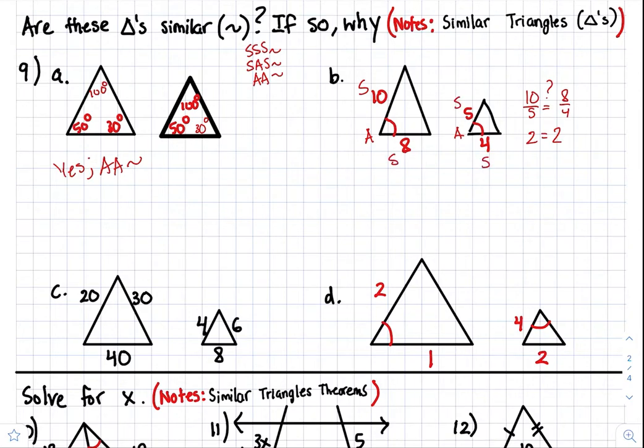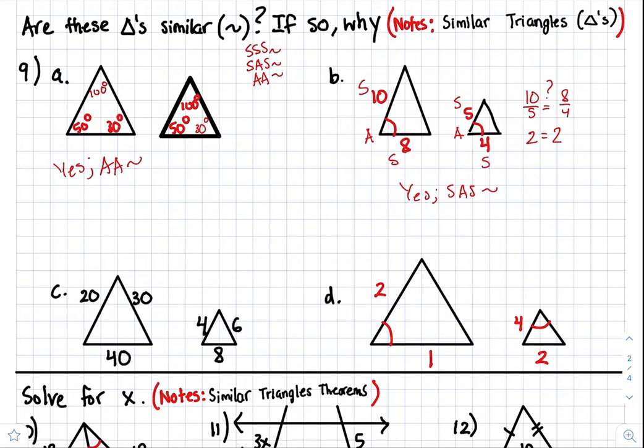So are these triangles similar? Yes, because of the side-angle-side similarity theorem. We have 2 sets of sides proportional, and we have a pair of angles congruent, and the angle is in between the 2 sides.